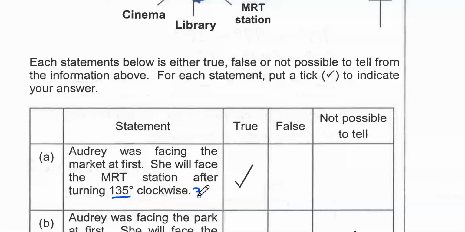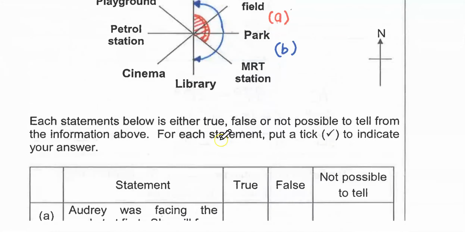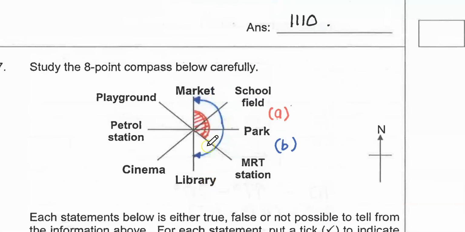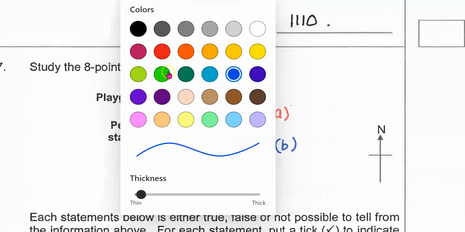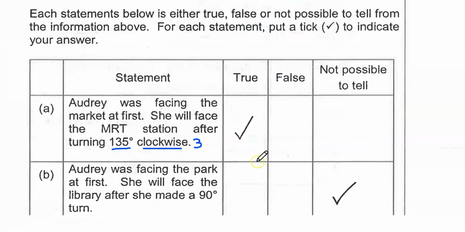345 degrees. So you look over here, it turned in a clockwise direction. Let me change the ink. At first she was here, facing the market. So 45, 90, 135 degrees clockwise. The person will now face the MRT station. So this is true.